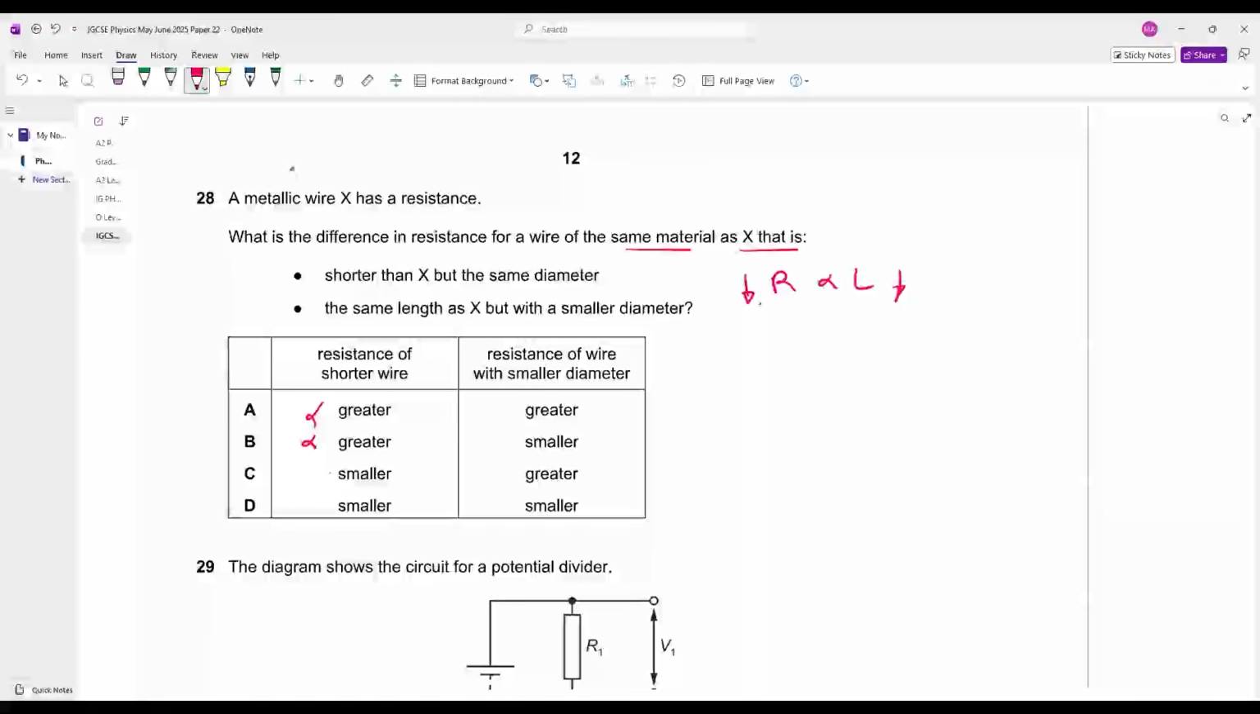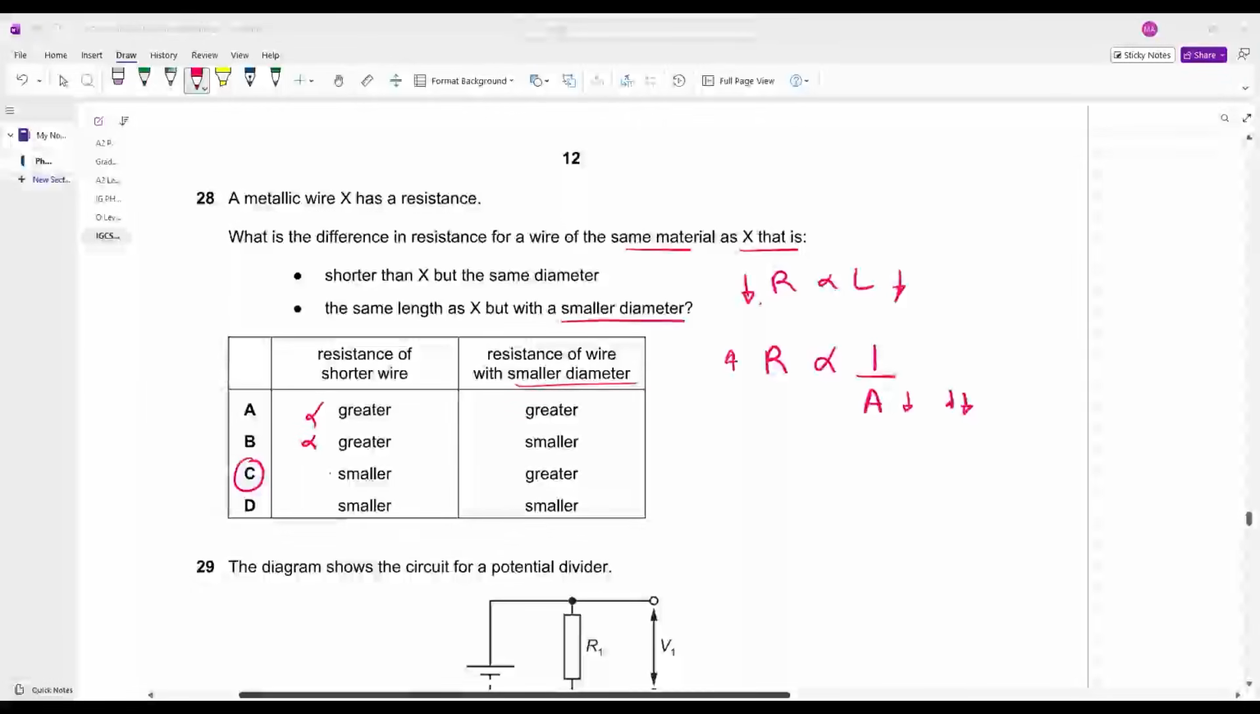And we have to calculate the resistance of a wire with a smaller diameter. What do we know? Resistance is inversely proportional to area. If your diameter becomes small, your area becomes small, your resistance will be greater. C is your answer. If your diameter becomes smaller, your resistance becomes greater, and if your length is getting shorter, your resistance will decrease. C is your answer.